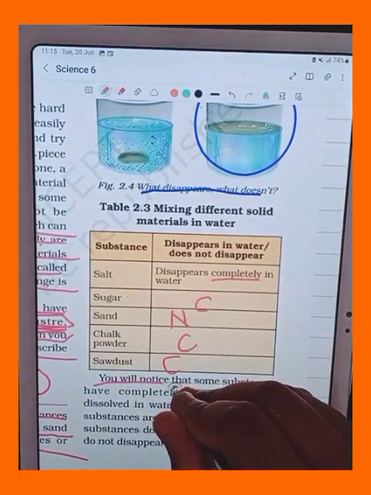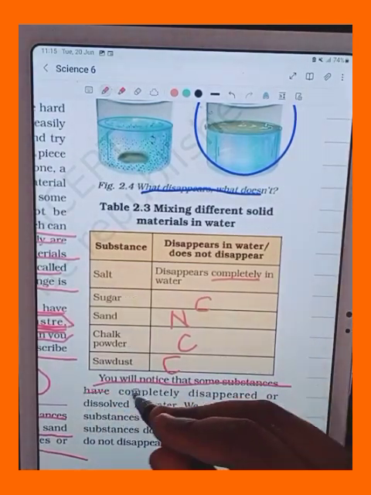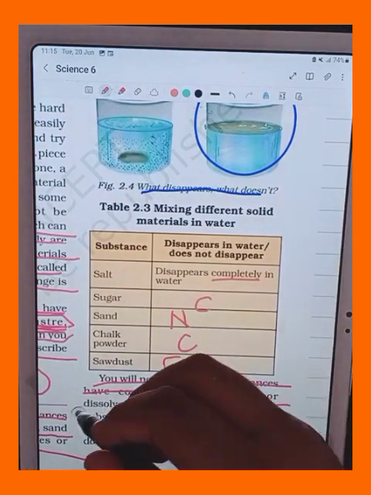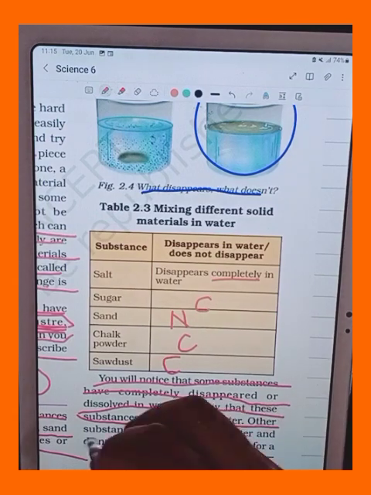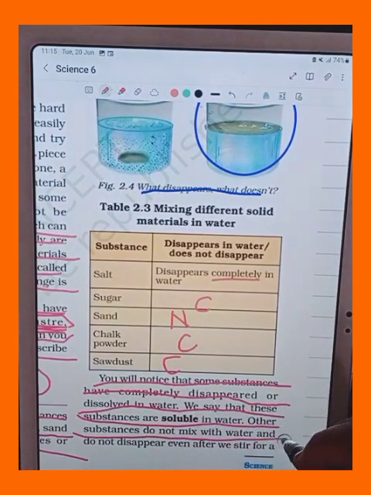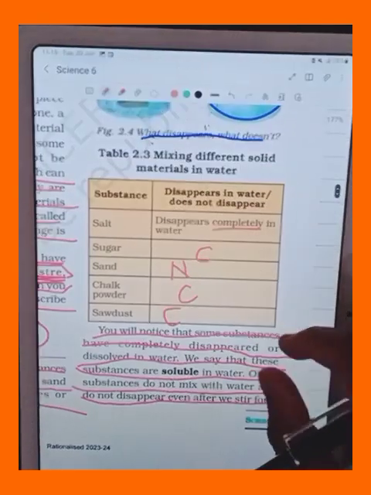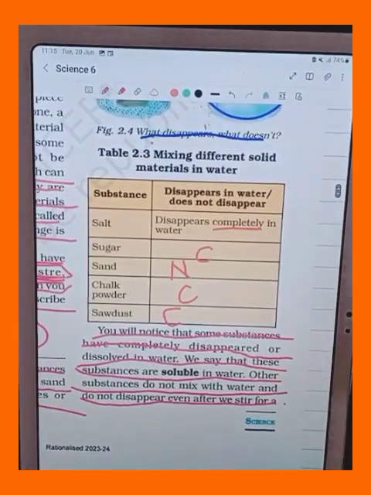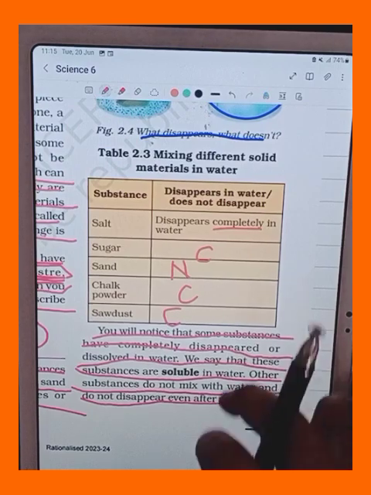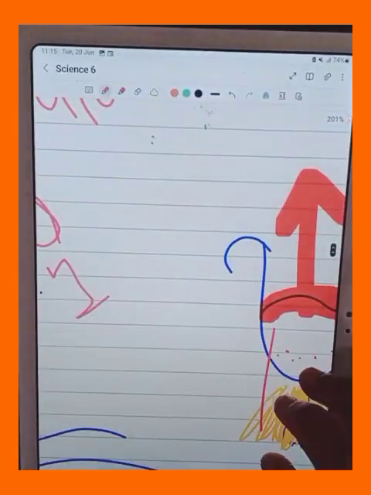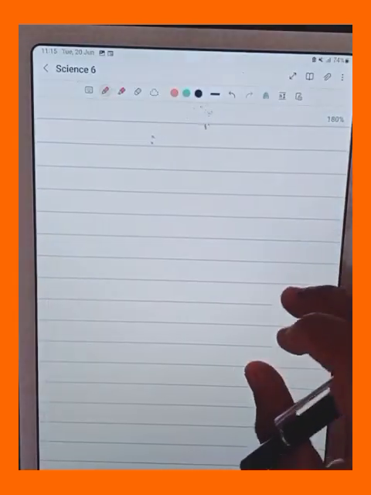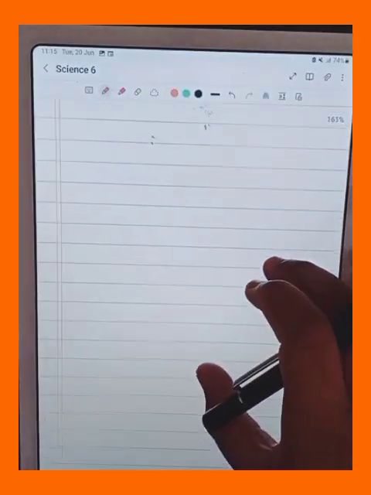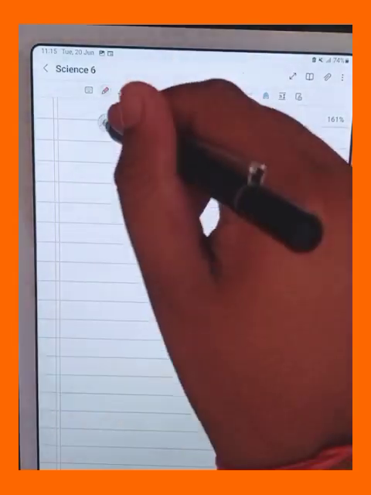You will notice that some substances completely disappear or dissolve in water. We say that these substances are soluble in water. Other substances do not mix with the water and do not disappear even after we wait for a long time. I will tell you that this is a physical and chemical matter, so I don't think it would come in your class syllabus.